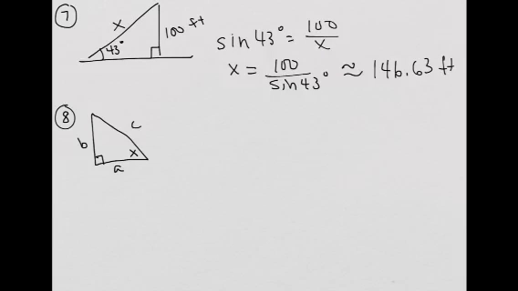Okay, for number 8, they tell you that A is 4, B is 3, so that means that C is 5. So it's a 3, 4, 5 triangle. They're asking you to give cosecant of x. So cosecant of this angle right here. Remember, cosecant is the reciprocal of sine, and so sine is 3 over 5, so cosecant is 5 over 3.